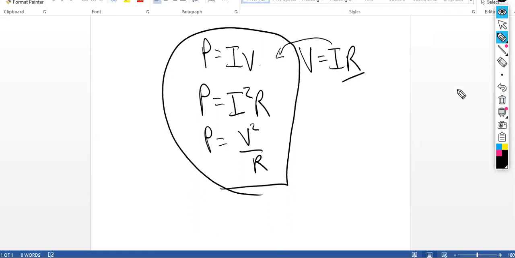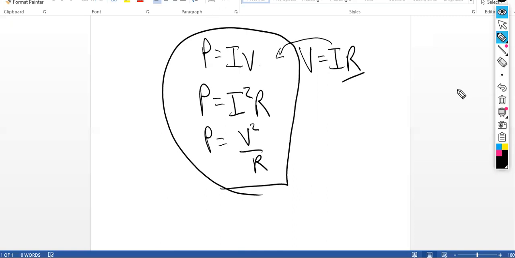Yeah, so voltage is potential difference, but it's also EMF. So the V there is for voltage. And remember, both potential difference and EMF are types of voltage. So when you see V in an equation, think about it as voltage.